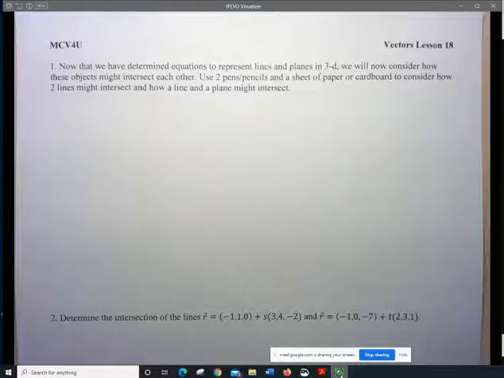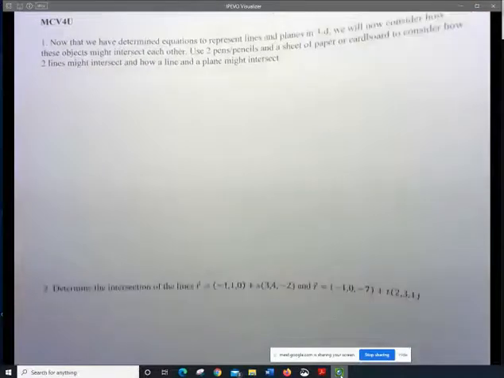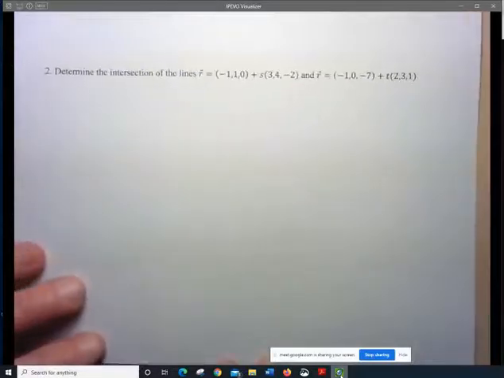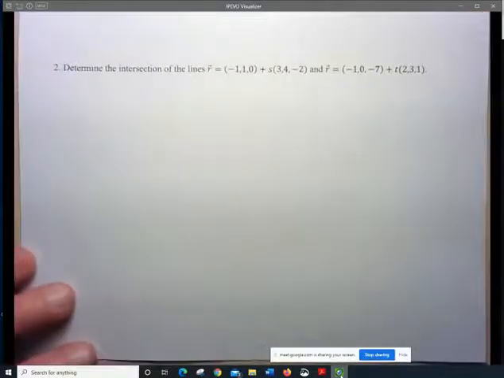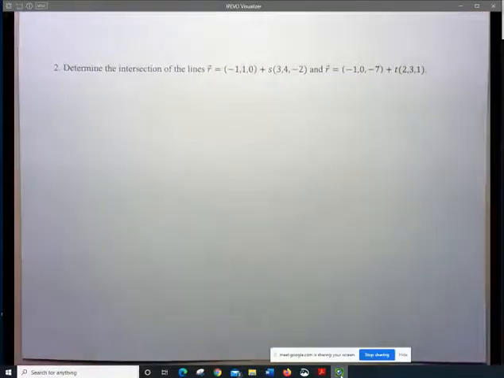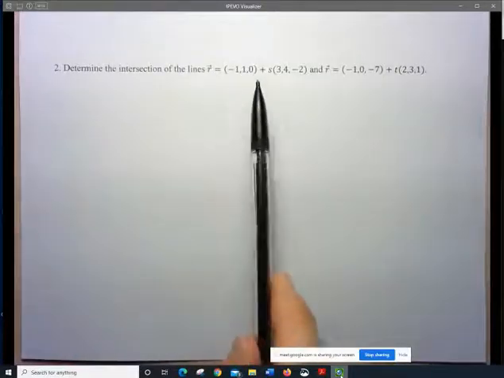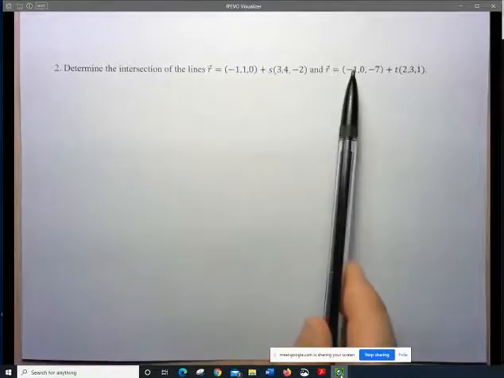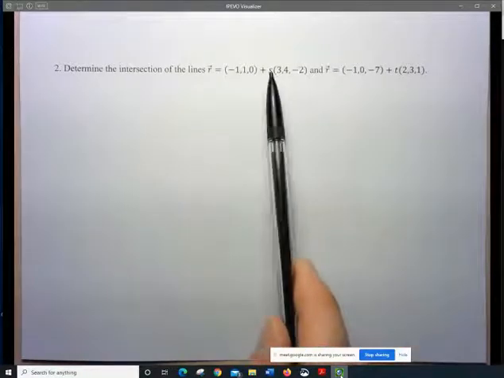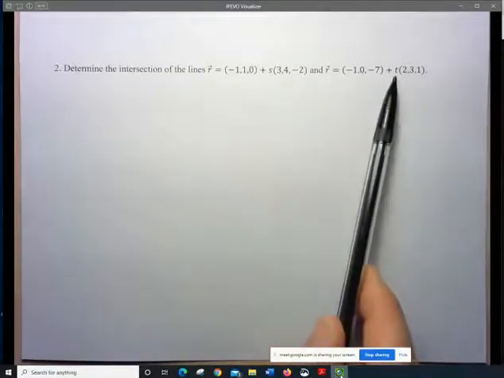Okay. So for now, what we want to focus on is how we actually determine these things. So here, straightforward question, determine the intersection of the lines. Now, the one thing I want you to notice here is that I do not use the same variable in each of the lines.